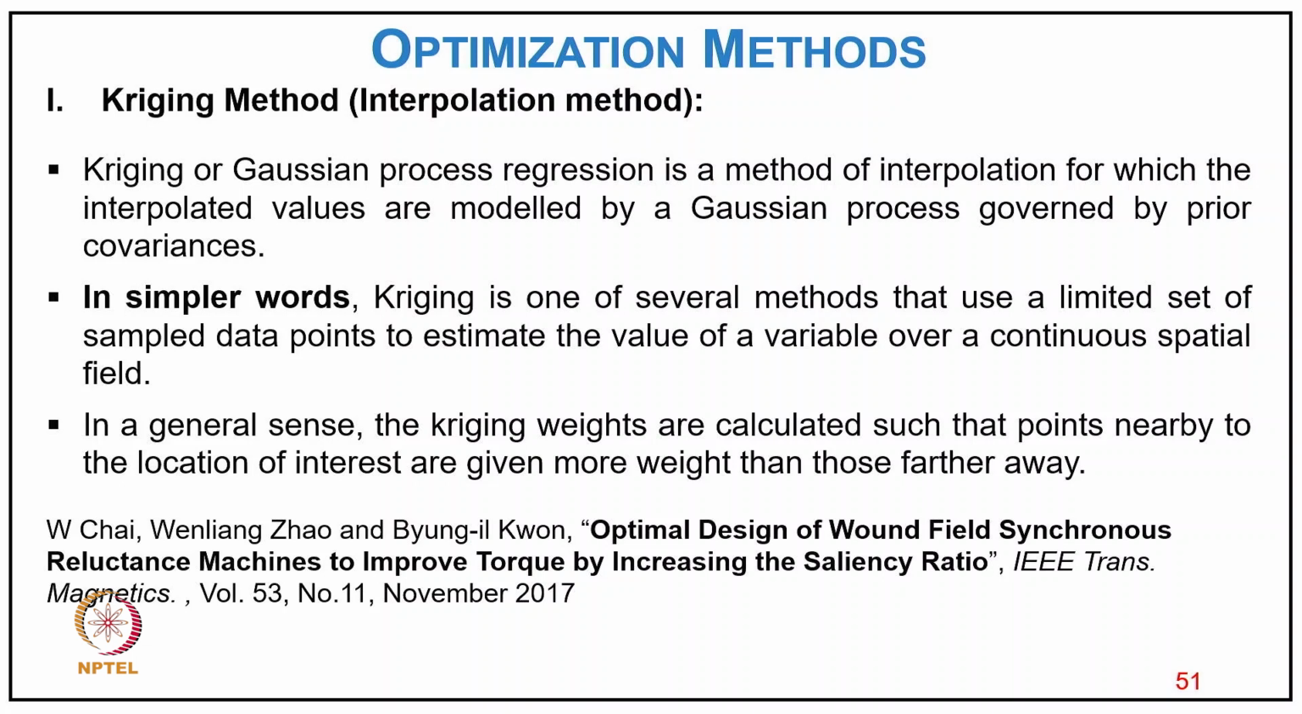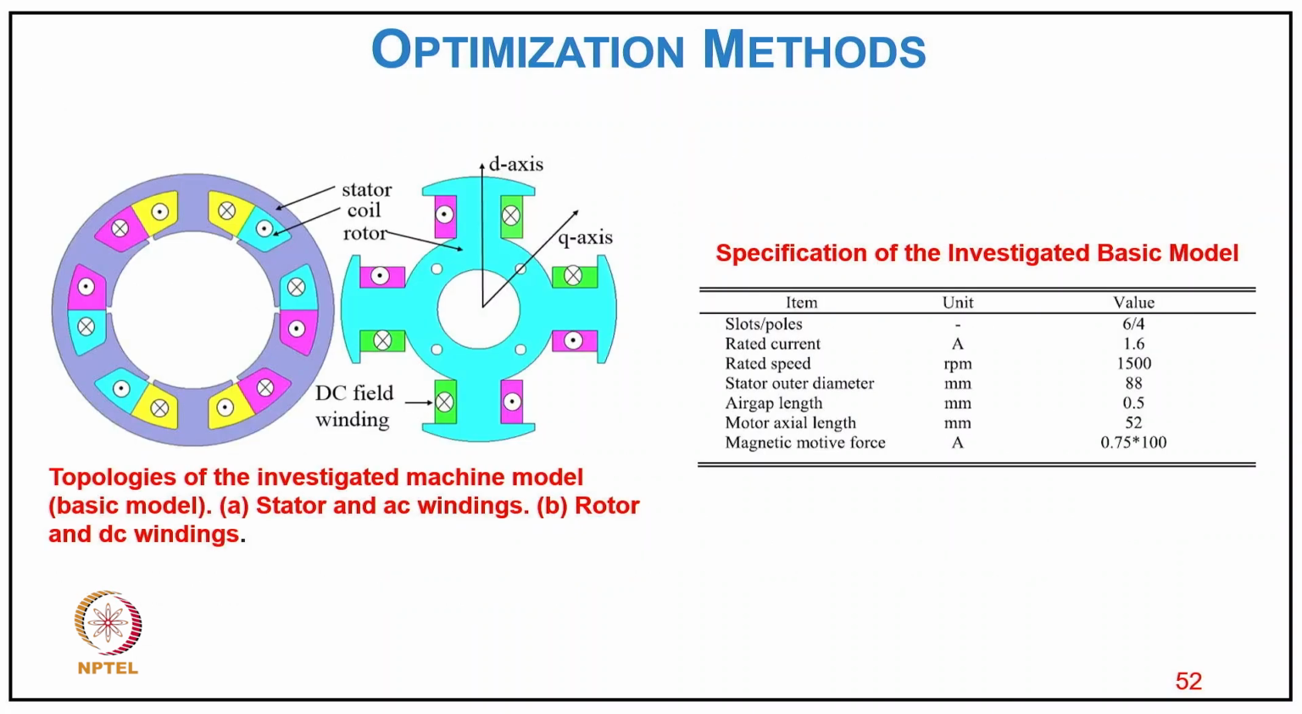In simpler words, Kriging is one of the several methods that use a limited set of sample data points to estimate the value of a variable over a continuous spatial field. In a general sense, the Kriging weights are calculated such that points near the location of interest are given more weight than those far away. This is referred from a typical optimal design of a field machine, published in IEEE Transactions on Magnetics. Here you can see how it looks: the topology of the investigated machine model, with stator and AC winding, rotor and DC winding, and the specification of the investigated basic model, with the poles and all the specifications of the machine.